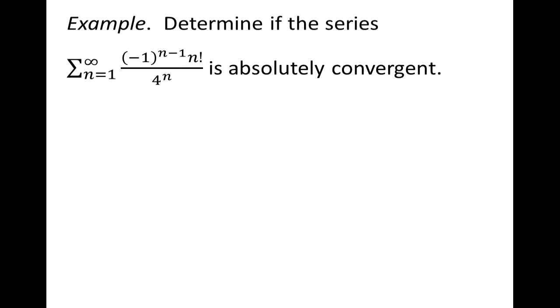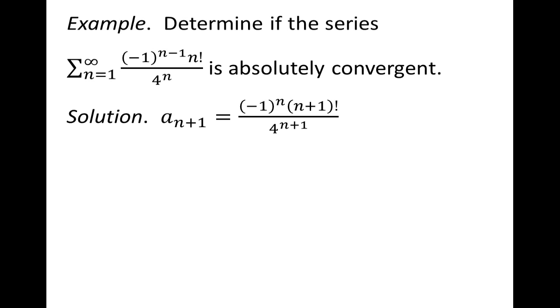We've got an example here. So we want to determine if this series is absolutely convergent. Okay, so we can't just use the alternating series test because we're testing for absolute convergence. We'll use the ratio test. Well, the ratio test says we're going to take the n plus first term and divide it by the nth term. Well, let's figure out what the n plus first term would look like.